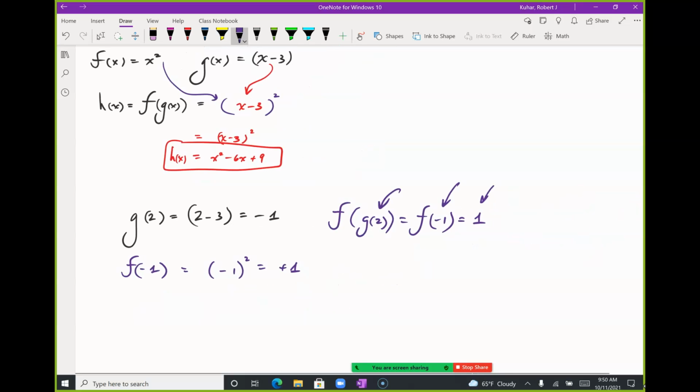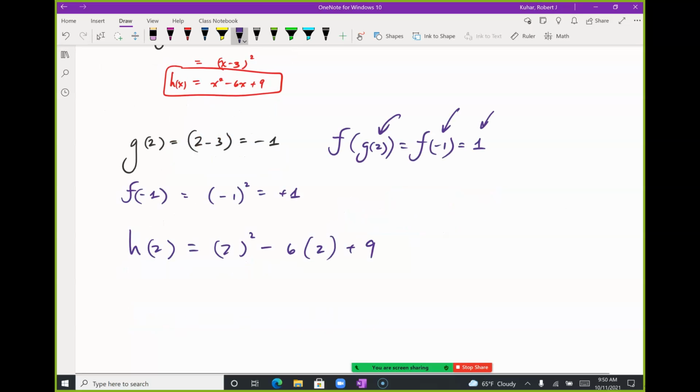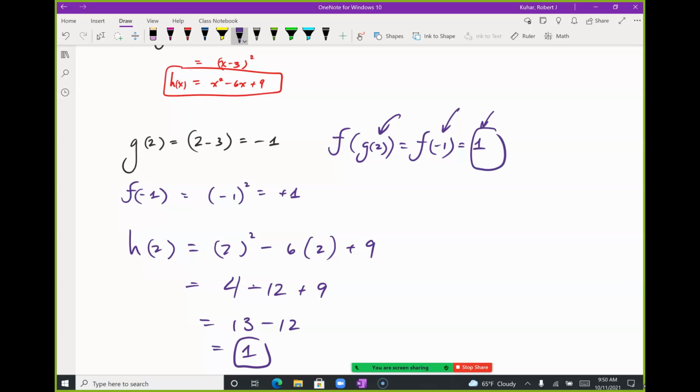So I want to look at h of 2 now, right? And what am I going to put in h? I'm going to put in the original domain that I talked about. So I have 2 squared minus 6 times 2 plus 9. And I got 4 minus 12 plus 9. So 13 minus 12. And you see it gives me the same output. This new function that I've generated gives me the same output as my composition of functions, because it is my composition of functions, right?